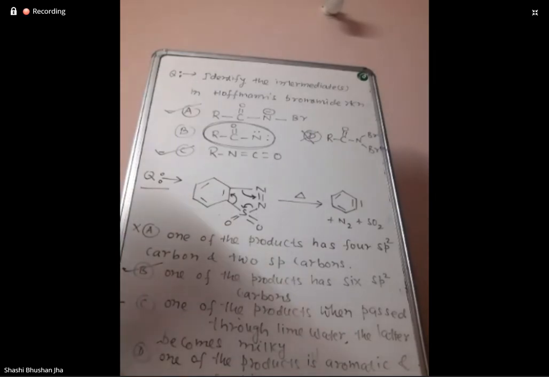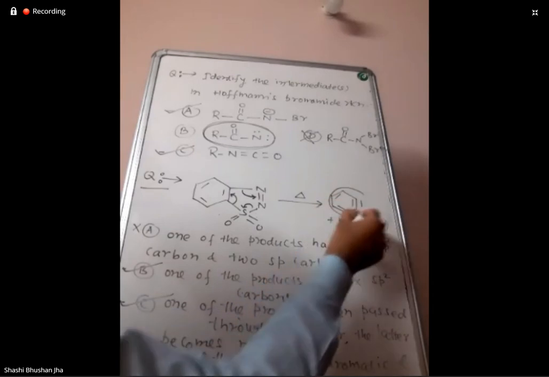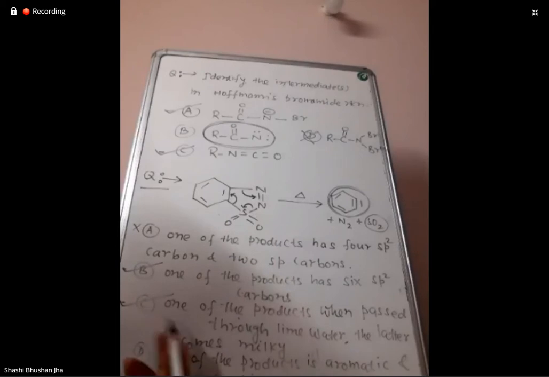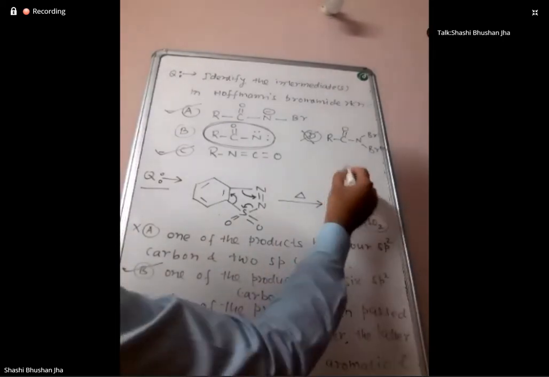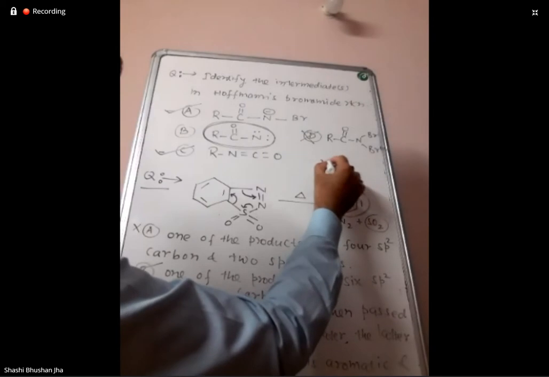Gas that turns lime water milky is sulfur dioxide. And the last option is: one of the products is aromatic and so highly stable. The benzene is aromatic, but is it stable? No, sir. It is not stable. So even though it is aromatic, it is not stable.